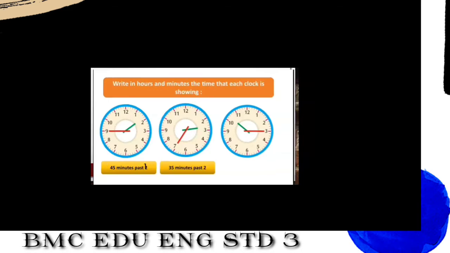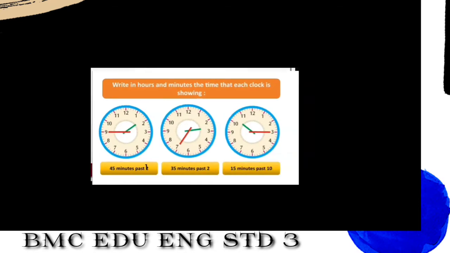Got it? Now next. See the third clock. The long hand, that is the minute hand, is on 3. And the short hand is between 10 and 11. The short hand is the hour hand. So how will you write? 15 minutes past 10. Got it? In this way, you are going to write 15 minutes past 10.